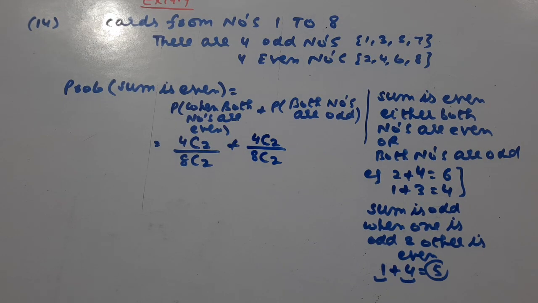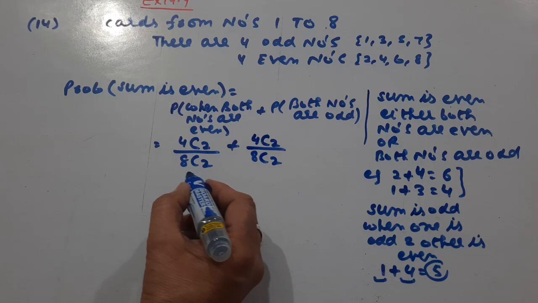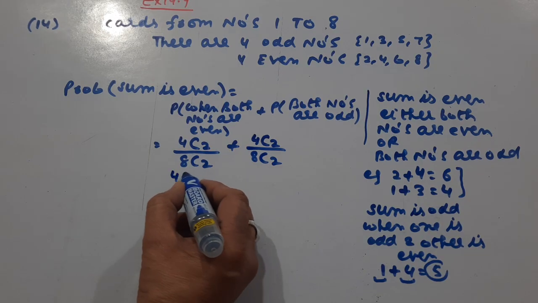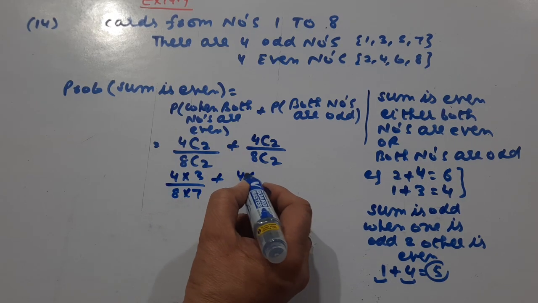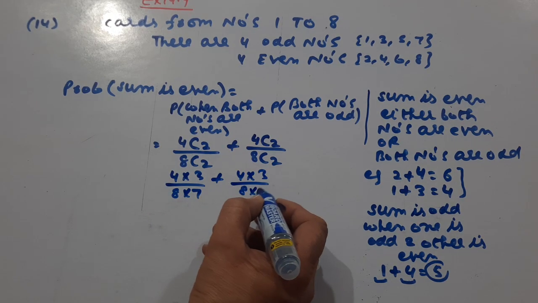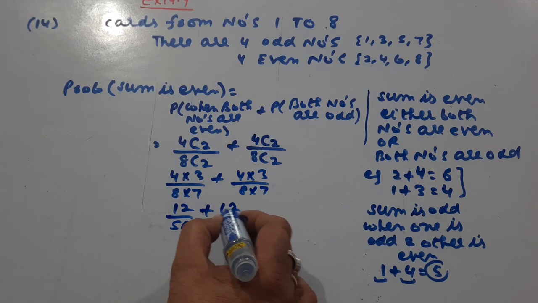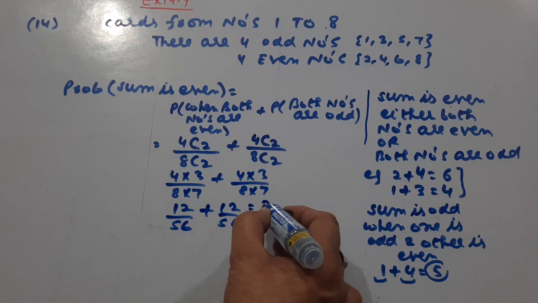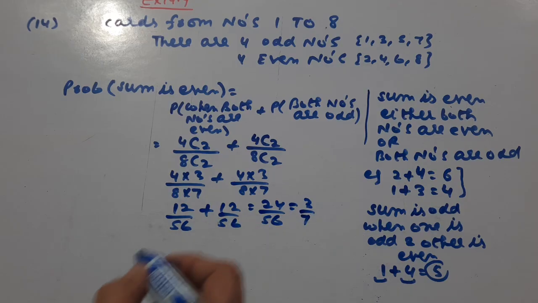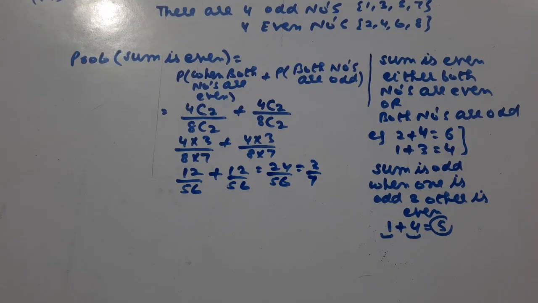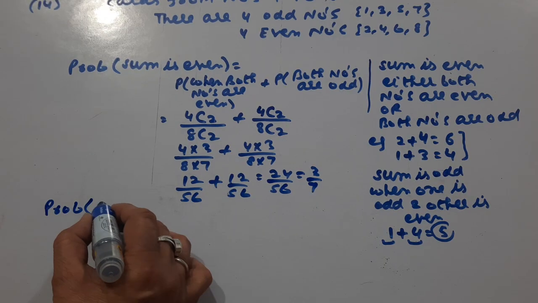So 4C2 is equal to 4 into 3 upon 8 into 7, that is 12 upon 56 and 12 upon 56, which gives 24 upon 56. So this is the solution of the first part, students, when the sum is even. And similarly, we can find the probability that the sum is odd.